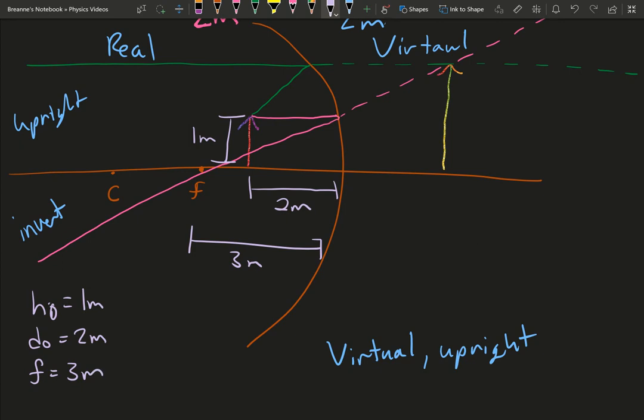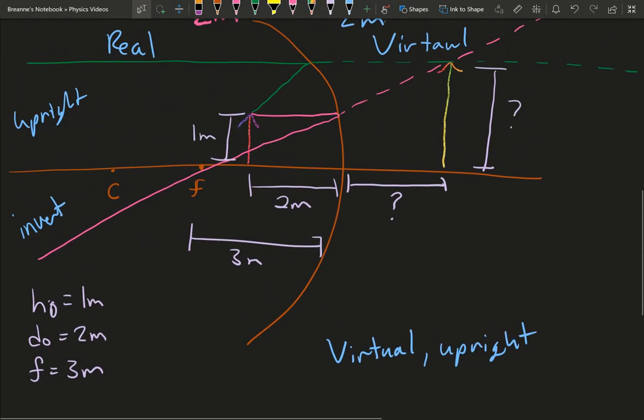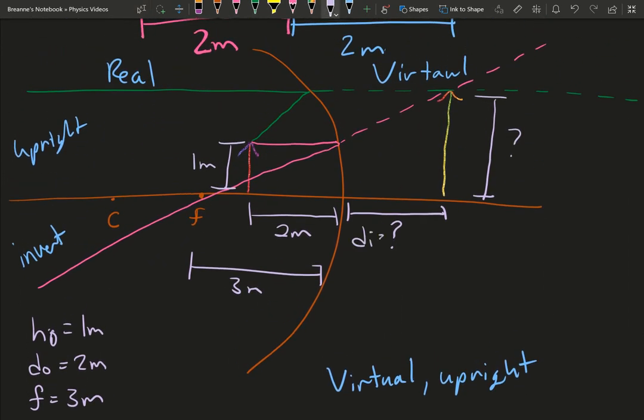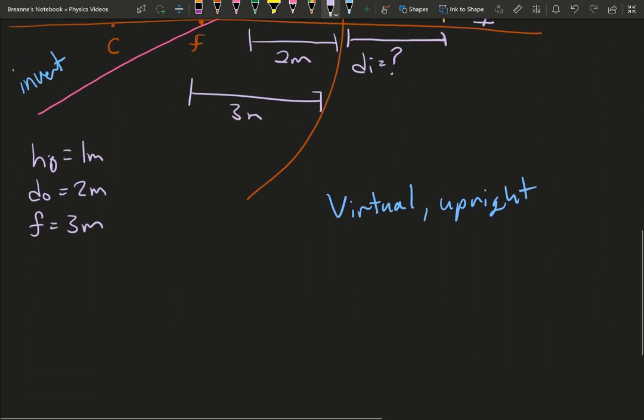And we want to figure out, I got colors here, we want to know that. And of course, we want to know our DI. We want to know our HI. And we want to know how much it's magnified by.